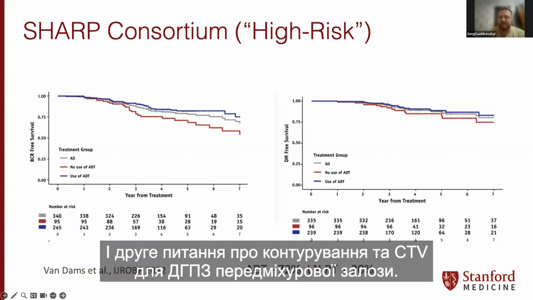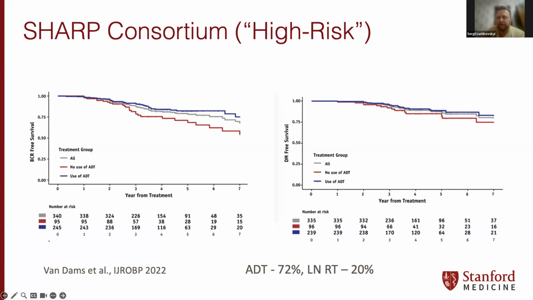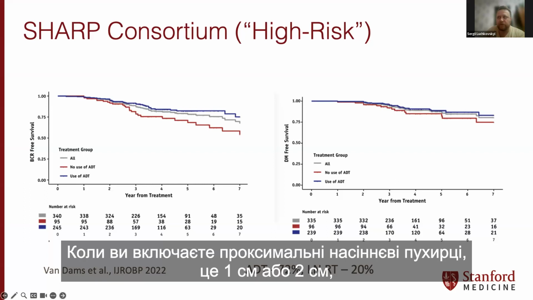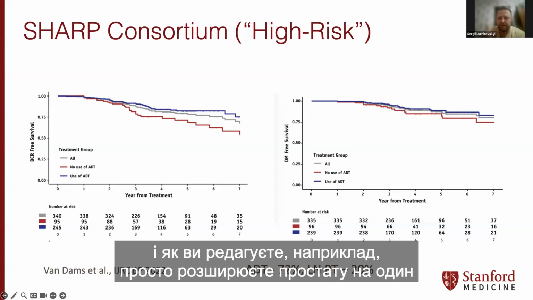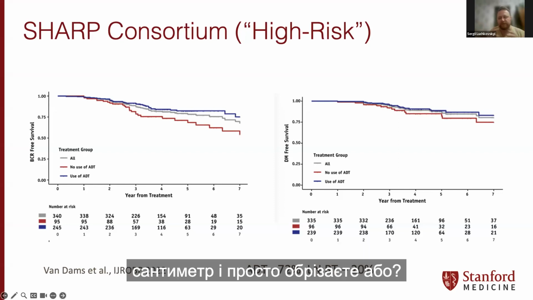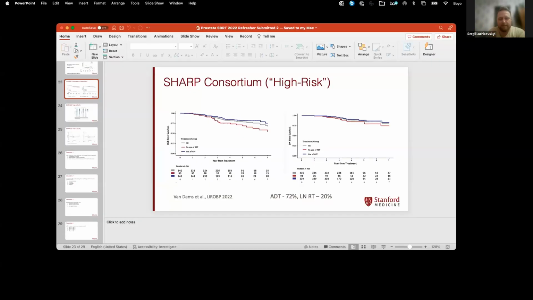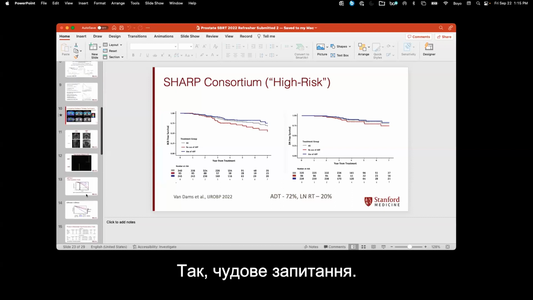Okay, thank you. And the second question about contouring and CTV for SBRT prostate. When you include proximal seminal vesicles, is it 1 centimeter or 2 centimeters, and how do you add it? Like just expanding the prostate 1 centimeter and cropping? Great question.